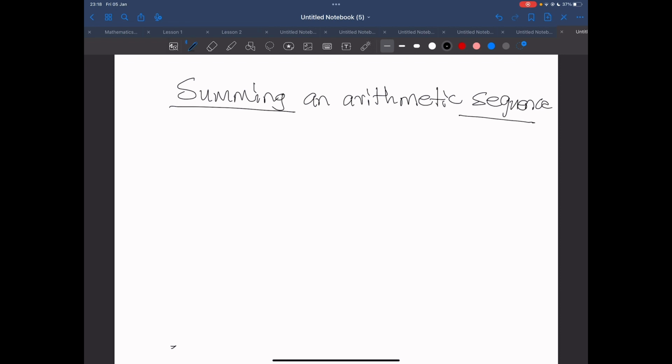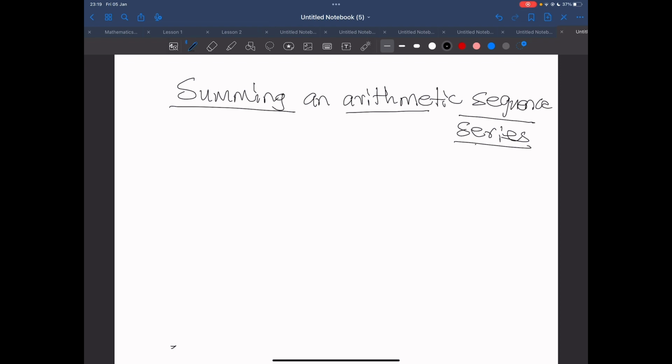We just say it's a series. It's now an arithmetic series. So when we see the words arithmetic series, it means it's still arithmetic, but now we are looking at the sum. So we are going to see how we add arithmetic terms. How can we add arithmetic terms?